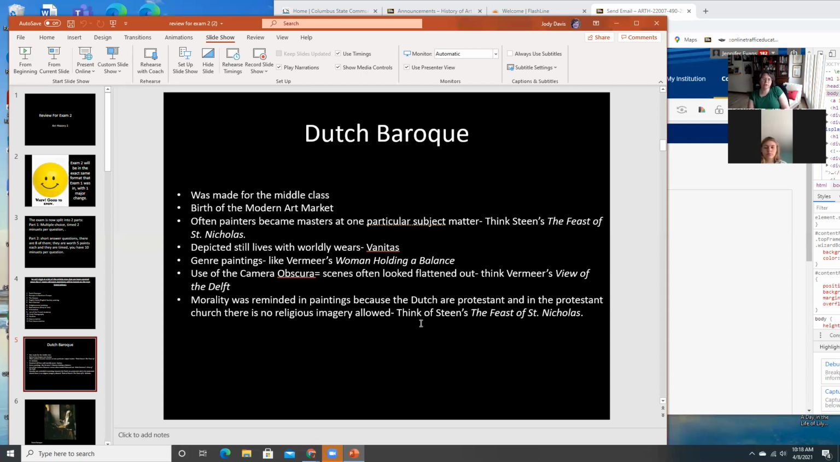Genre paintings, I just mentioned, like Vermeer's Woman Holding a Balance. We'll look at that. There's a new sense of the use of the camera obscura. If you remember, scenes often looked flattened out due to the camera. And an example of that would have been Vermeer's View of Delft. Morality was reminded in Dutch painting because they are Protestant, and Protestant churches are banning imagery altogether. And so that moral message becomes really important to the Dutch at this time.